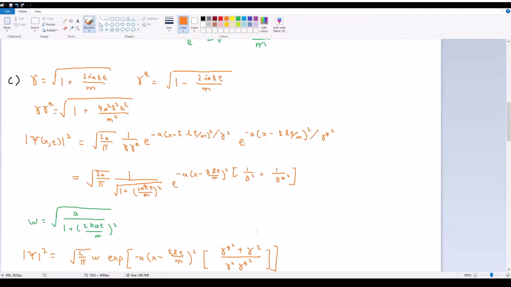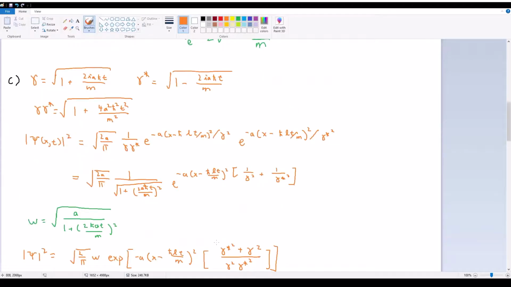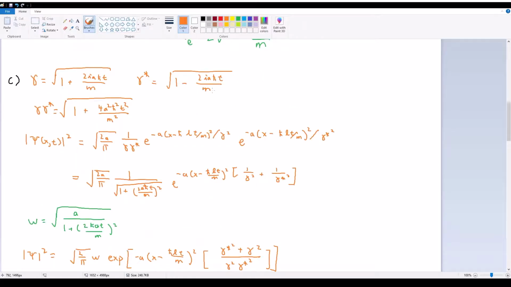And at this point, we know what gamma gamma star is. If we take the square of gamma gamma star, that's just going to be gamma squared gamma star squared. So this is going to give us the square root of 2 over pi times omega times exp negative a x minus h bar lt over m squared, and then multiplied by, at the top we have gamma star squared, which is going to be 1 minus 2ia h bar t divided by m. Is that correct? 1 minus 2ia h bar t over m.